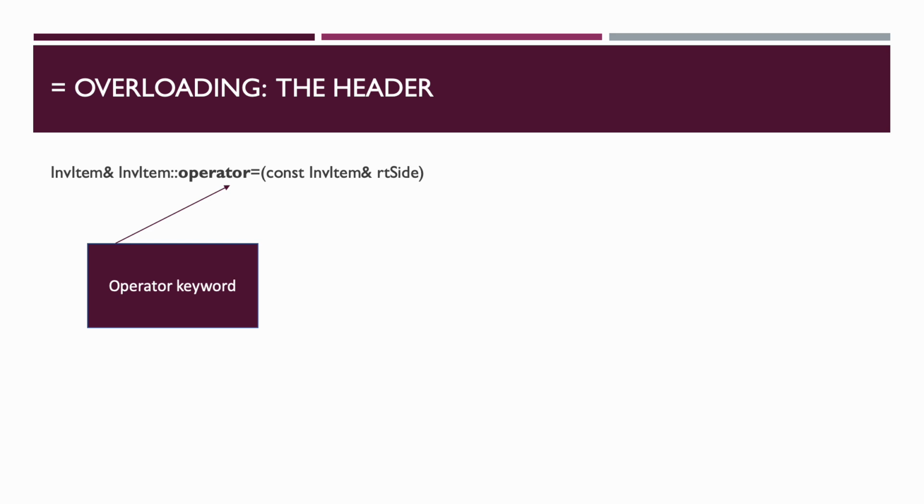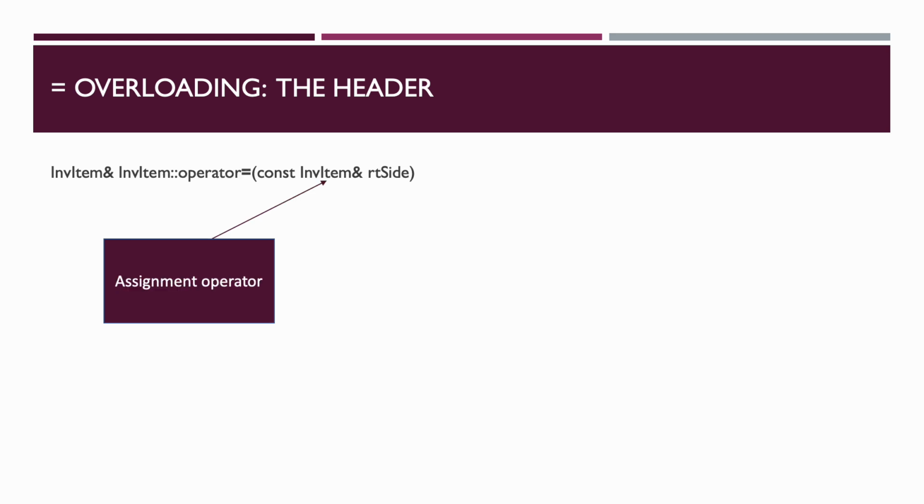So why do we need the operator keyword? This keyword allows us to define custom behavior for built-in operators when they are used with objects of user-defined types. So by overloading operators, we can make our classes behave more like built-in types. So here, next we'll see, this is the assignment operator.